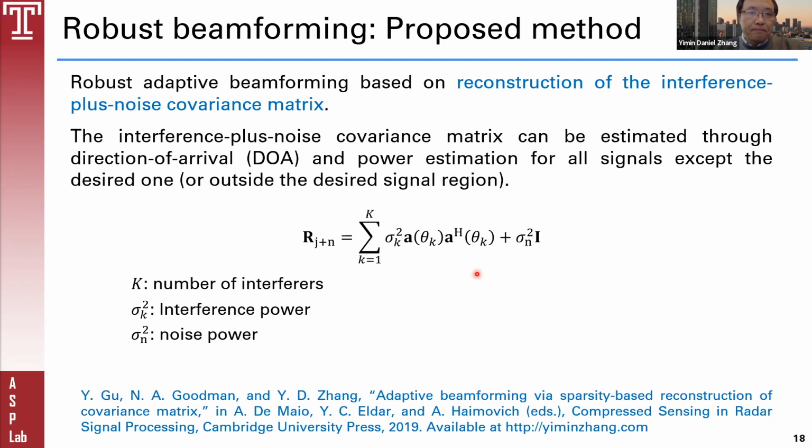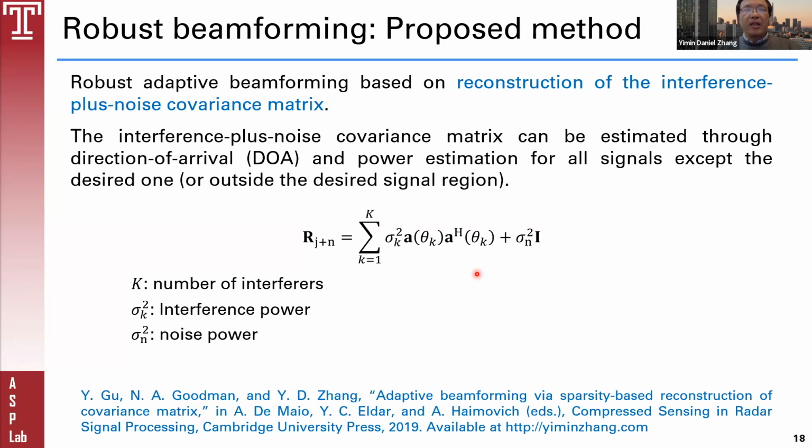And my question is focused on the fact that there are k components in this equation. Is there the possibility that such k signals may have a coherent component here, and in that condition, this covariance matrix may have an extra component here?